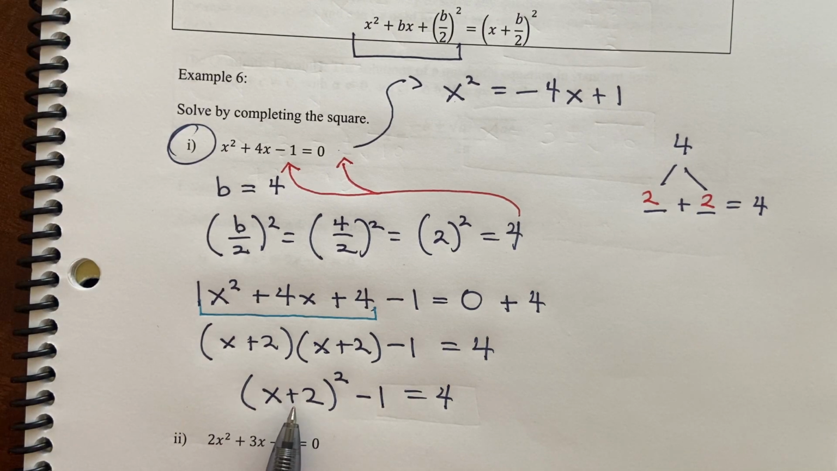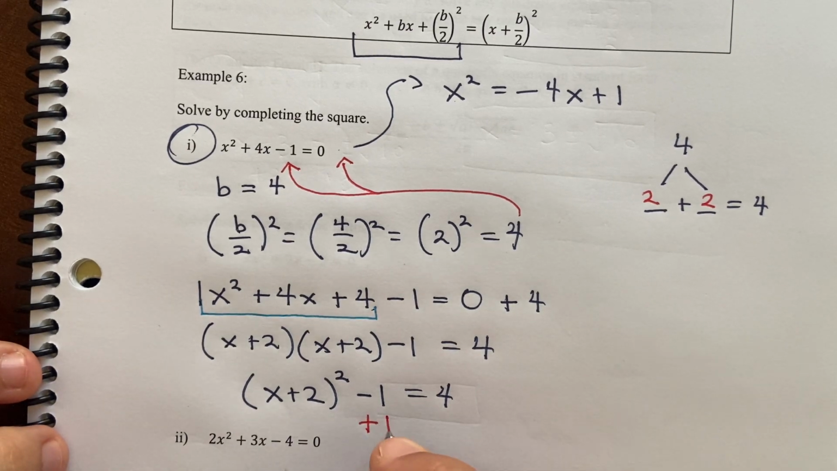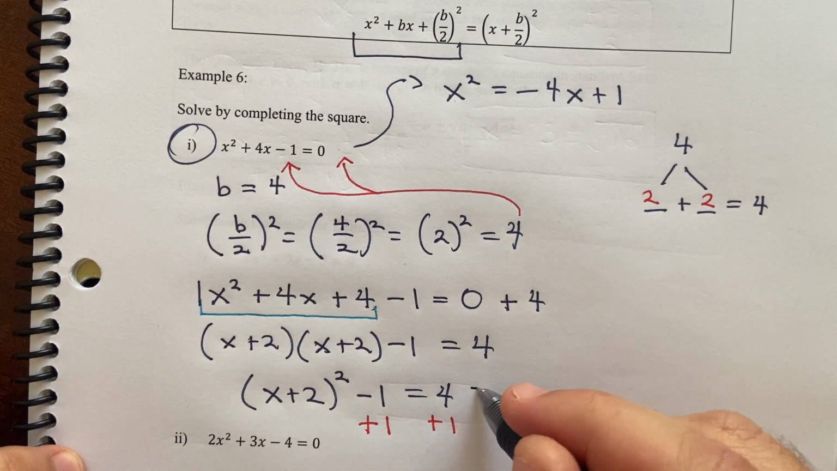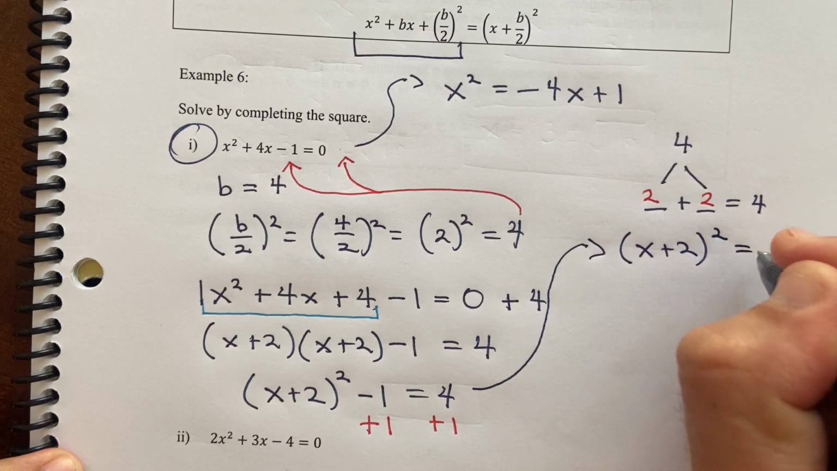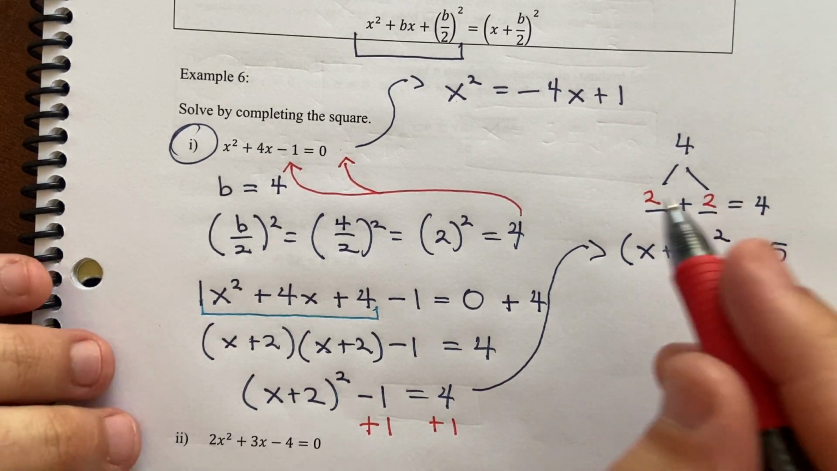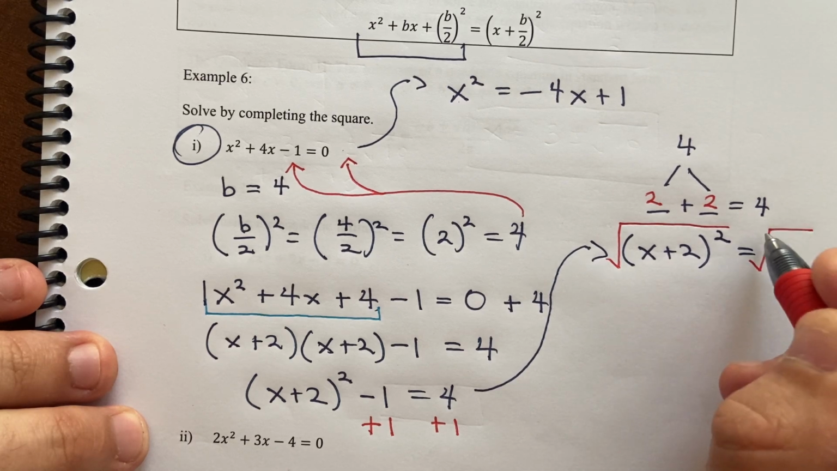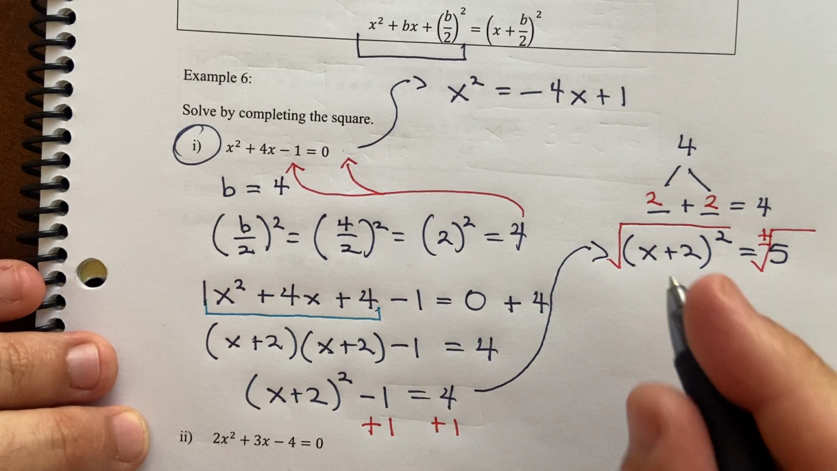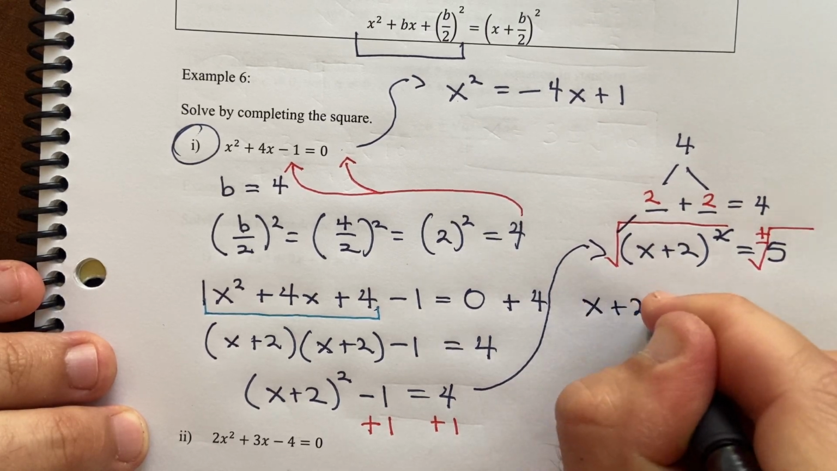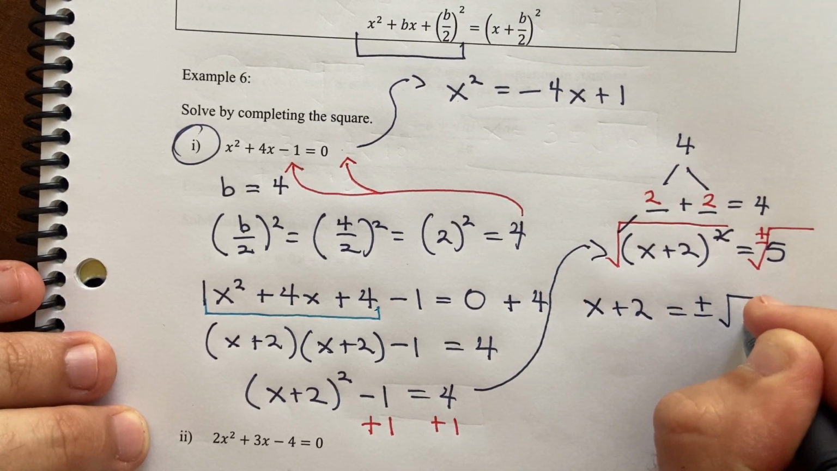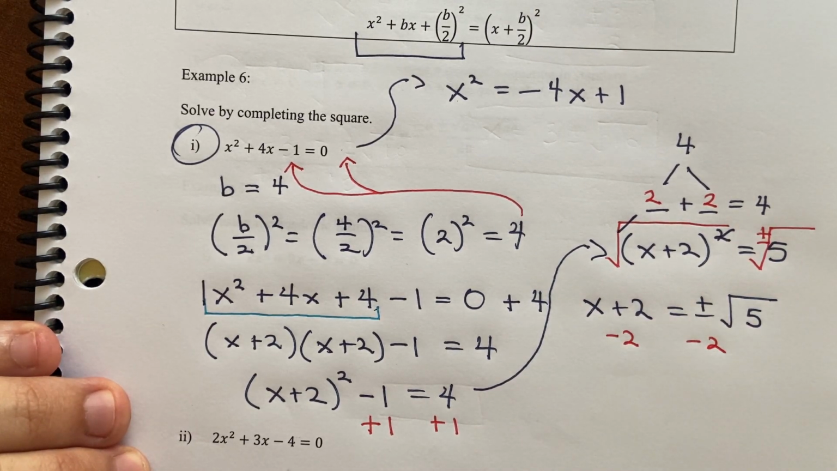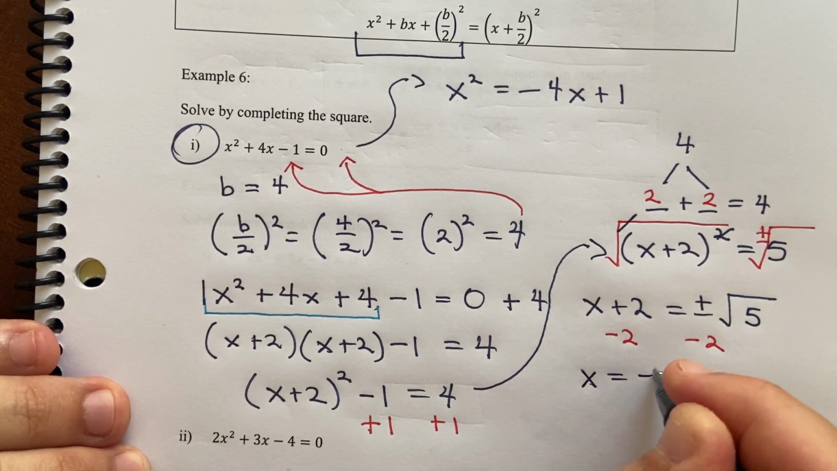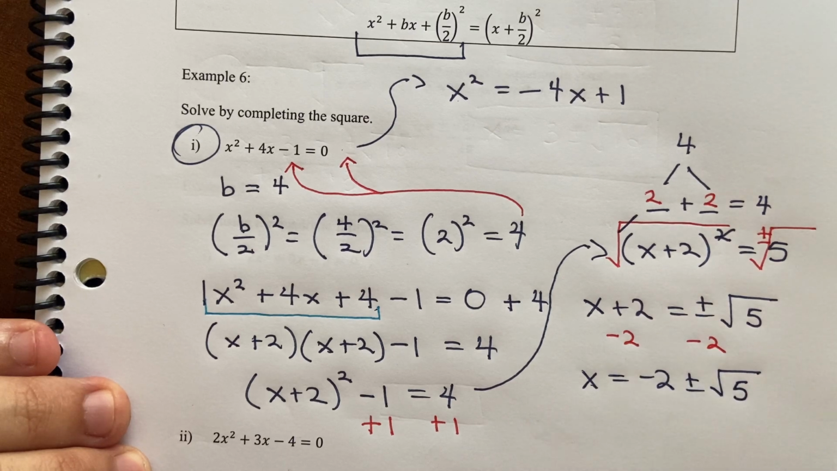Now I have something squared that, if I isolate this thing, I can apply a square root to it. So I'll isolate it. So we have x plus 2 all squared equals 5 now. And now I can take a square root using plus and minus on the side with the pure number. So x plus 2 equals plus and minus the square root of 5. And subtract 2. So x equals negative 2 plus and minus the square root of 5.